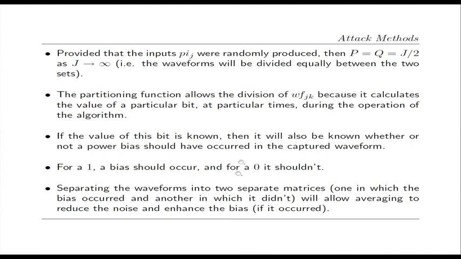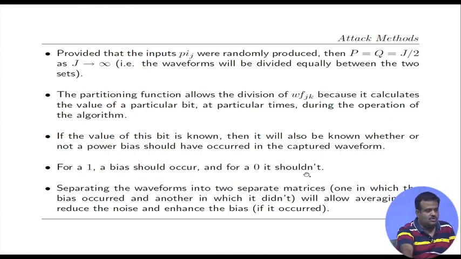Now, provided that the input Pij, the plain text, was randomly produced, then if we produce this input randomly, as j tends to infinity, P and Q will be j by 2, because half will be 0 and half will be 1. For 1 the bias occurs and for 0 the bias should not occur.